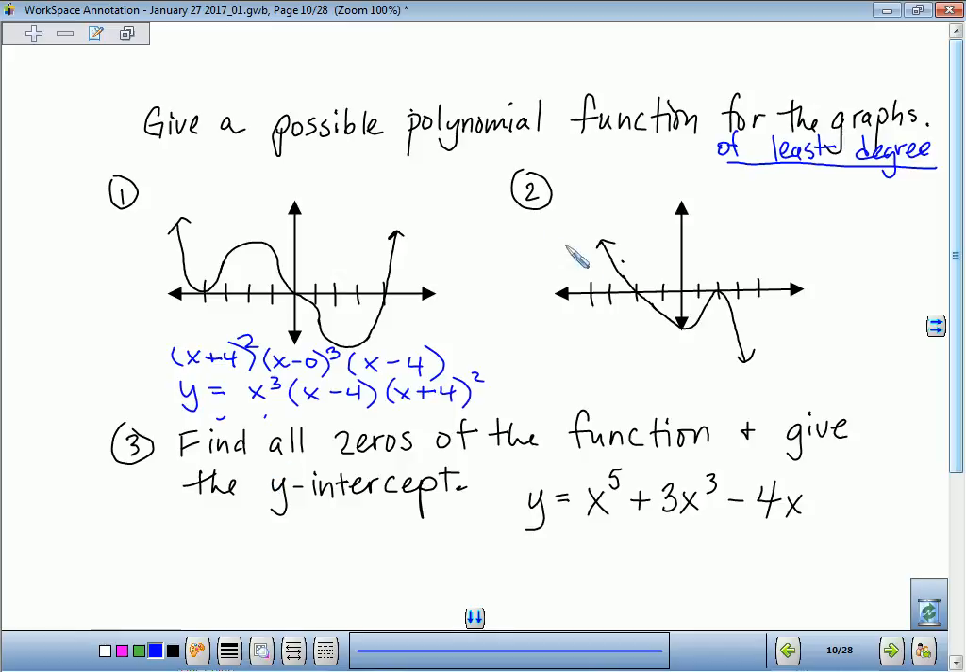Okay? Now, we know this one is odd degree, negative leading coefficient. Because it's opposite ends, and it rises to the left and falls to the right. We're going to have an x plus 2 passing straight through, an x minus 2 bouncing, but we know it needs to be negative. There's my equation.